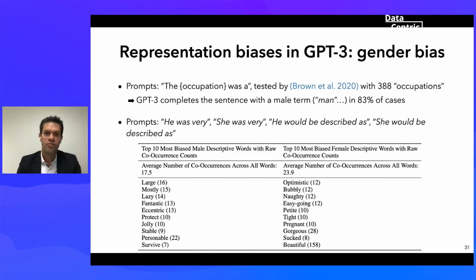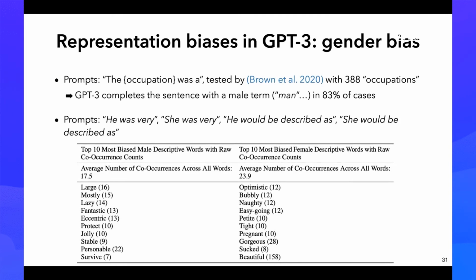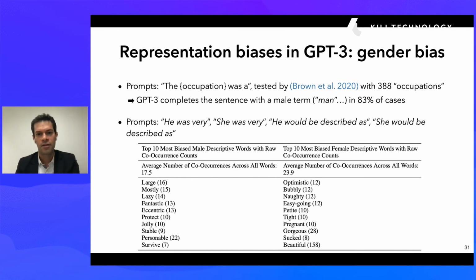I'd like to switch from representativity biases to representation biases and take the example of GPT-3, which I mentioned earlier on, one of these generative language models that received a lot of attention, even in large audience media. Let's take the example of gender bias to start. The idea of how you can identify bias in GPT-3 is that you give it a prompt, you see how it reacts, and you study its answers. If you, for instance, use the prompt where you insert an occupation, 'the occupation was a', GPT-3 is then asked to predict the next word. With 388 occupations, Brown et al. in 2020 investigated whether the next word was predicted to be man or woman. And they found that in 83% of cases, man was predicted.